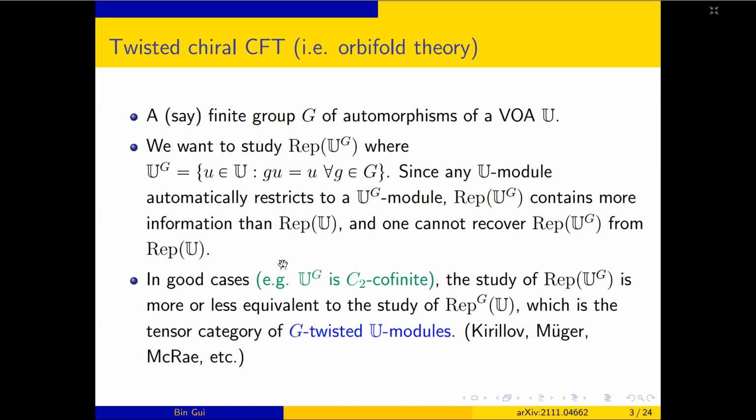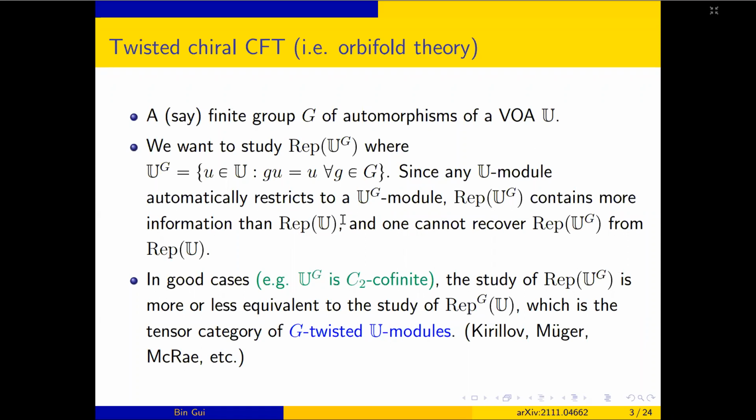And here's one important thing: if you only study the untwisted part, then you cannot get all the information from the representation category of the fixed points of the algebras. So much information in this category cannot be recovered from the original category of the bigger VOA. So if we want to study these fixed points of the algebra, we have to study something outside this category. Mainly we want to study the category of twisted representations. So the philosophy is this: we want to reduce the study of the rep of U^G to the study of the VOA U. But if you only focus on the ordinary representations, you cannot get all the information for the rep of U^G. So in order to study U^G by studying U, we have to extend our definition of the representations.